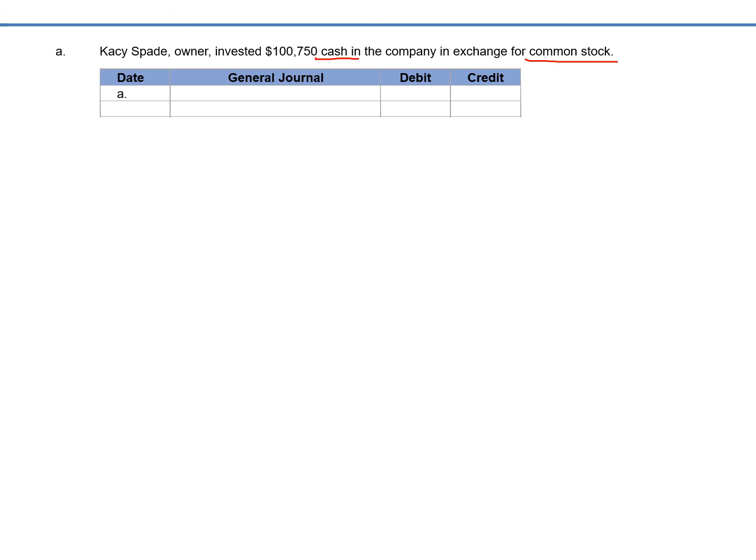So the balance in the cash account has to go up, right? And the company is giving Casey Spade common stock. So the balance in common stock is also going to go up, right? So in order to increase cash, cash is an asset, we debit, right? Then our credit's a common stock for $100,750.